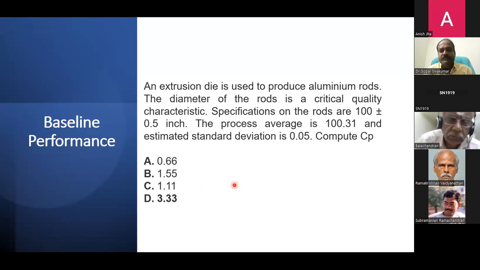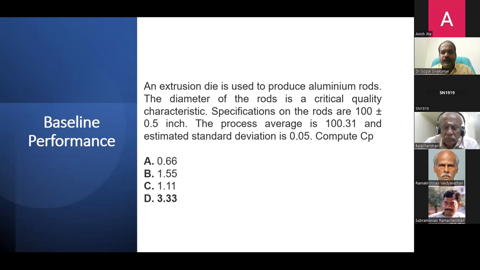Now moving on. An extrusion die is used to produce aluminum rods. The diameter of the rod is a critical to quality characteristic. Specifications of the rods are 100 plus or minus 0.5 inch. So upper spec is 100.5, lower spec is 99.5. The process average is 100.31 and the standard deviation is 0.05. You have to compute CP.